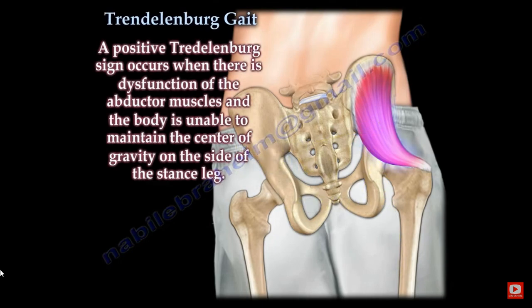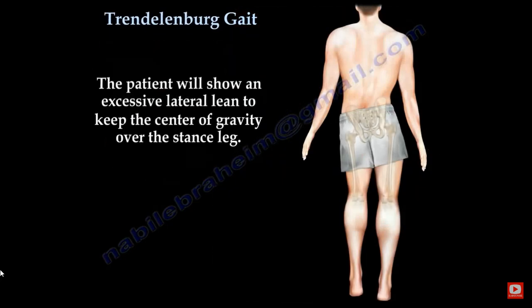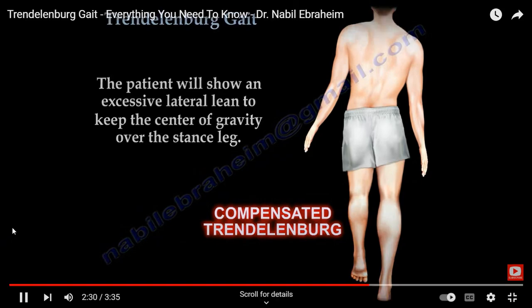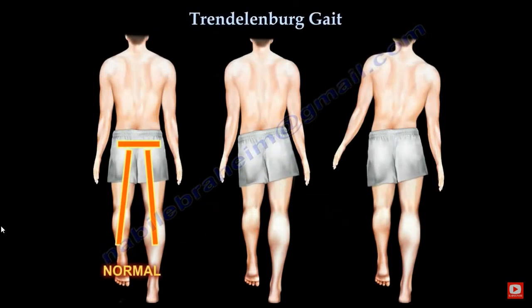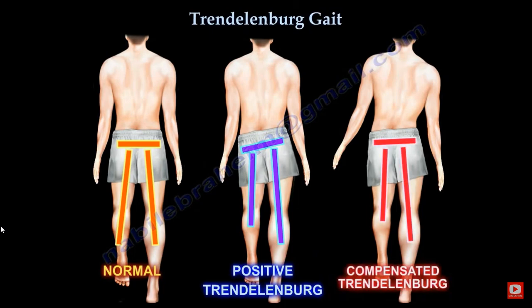The positive Trendelenburg sign occurs when there is dysfunction of the abductor muscles and the body is unable to maintain the center of gravity on the side of the stance leg. The patient will show an excessive lateral lean to keep the center of gravity over the stance leg. Here you can see an example of a normal gait, the Trendelenburg gait, and the compensating Trendelenburg gait.